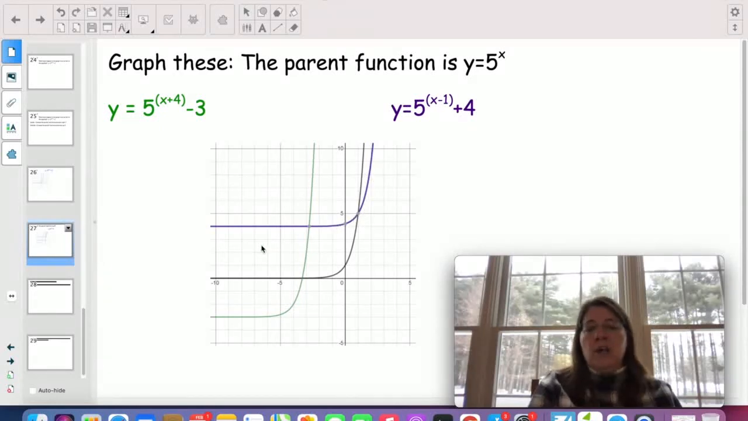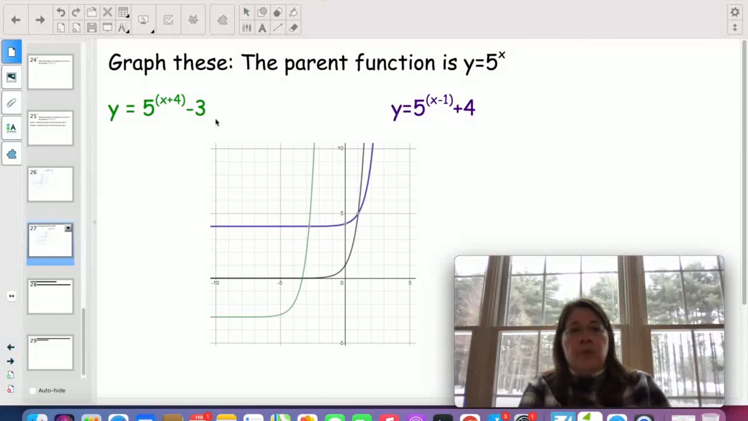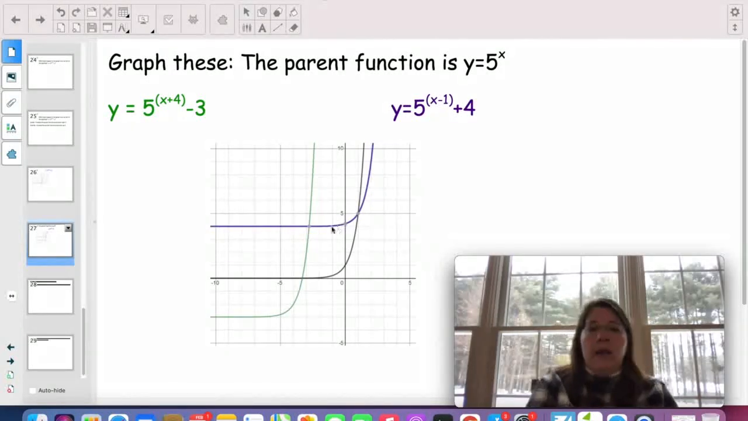So there's a lot you can do without even graphing these. You can predict where these things are going to be. For this green graph, the asymptote is at y equals -3. It's kind of hugging that y equals -3 line. For the purple graph, the asymptote is y equals 4. It's getting closer and closer to the y equals 4 line.